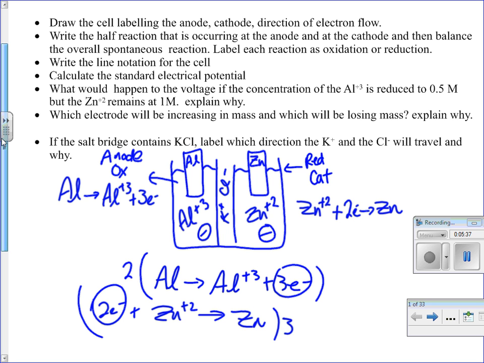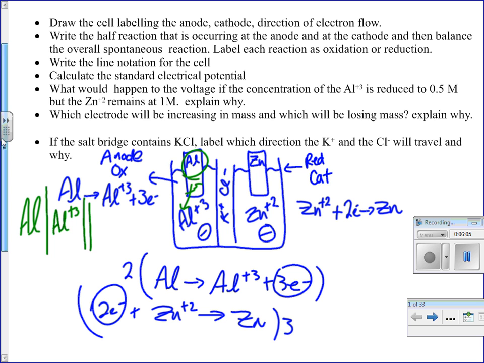So then the next thing it wants to do, and we've already labeled oxidation and reduction, so we're good there. The next thing is we want to write the line notation for the cell. The line notation is very simple. It's kind of like a diagram of the battery, where you start with what's oxidized. So I know I'm going to start with aluminum, and I just write that down. And I draw a line to the next thing it does. This is going to be wearing away and forming aluminum ions, so I go aluminum plus 3.